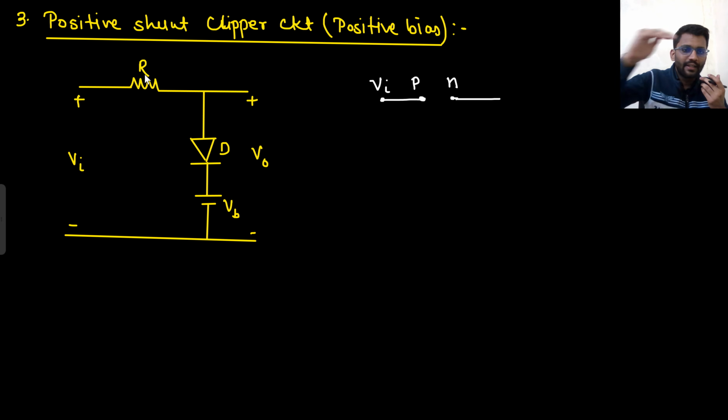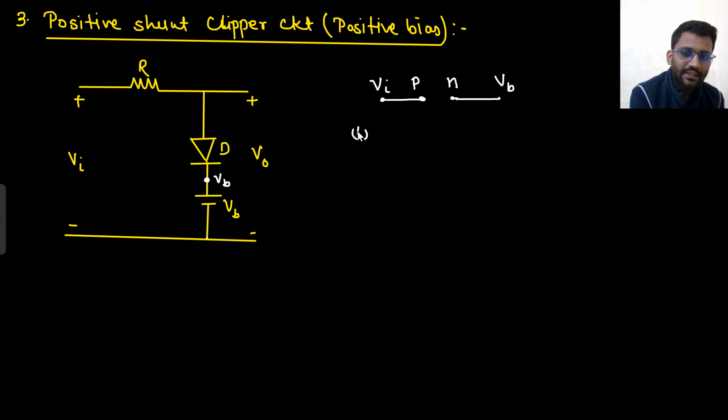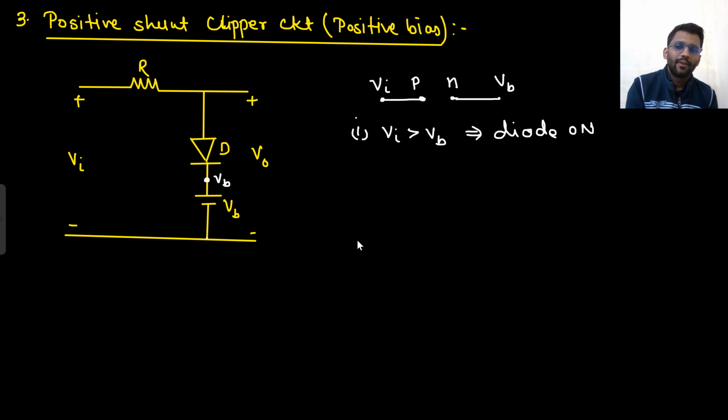So here at P potential you are having V in, at N potential you are having VB, because this potential is 0. This potential will be VB. So V in and VB. First condition, when V in is greater than VB, what will happen? Diode will be on, right? When V in is greater than VB, diode will be on.